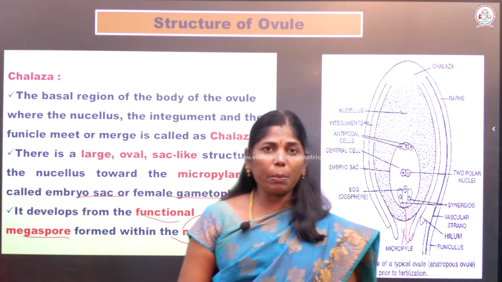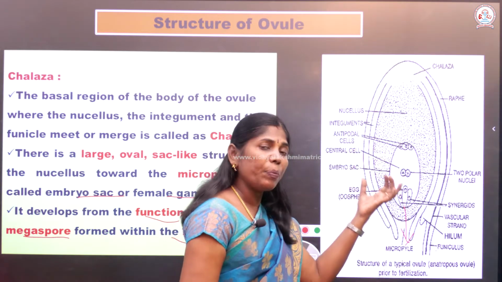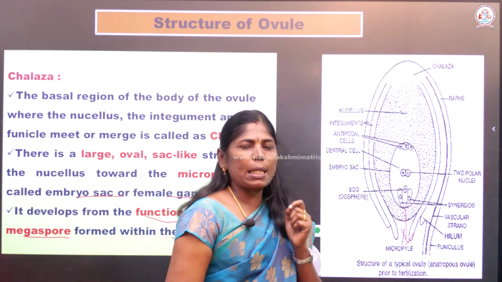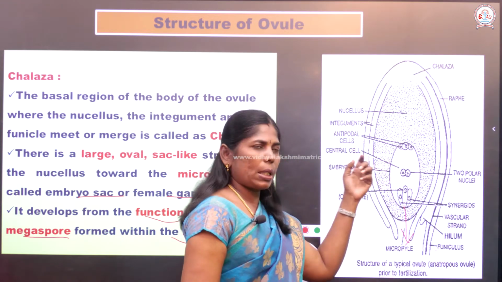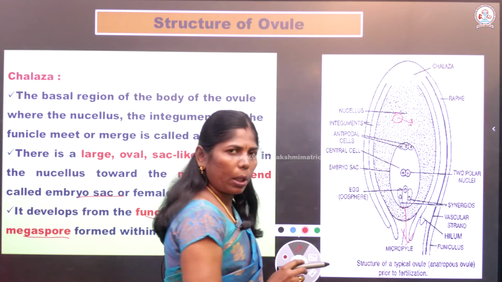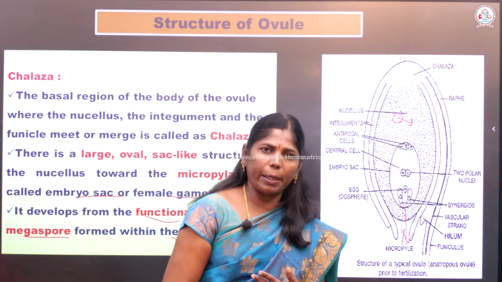Okay, the functional megaspores are formed within the nucellus. Actually, the hypodermal cells arise in the nucellus. From the hypodermal cells, the archesporial cells are formed.